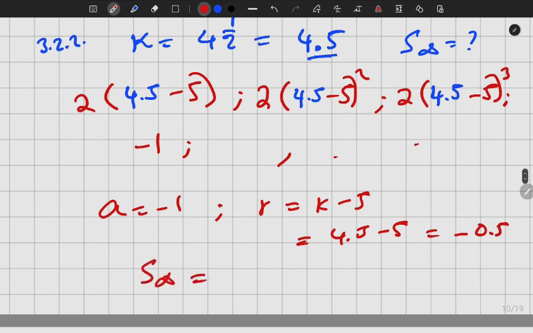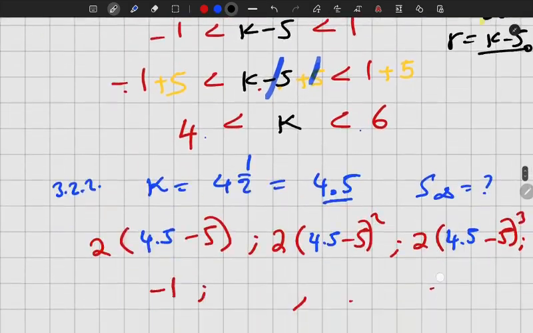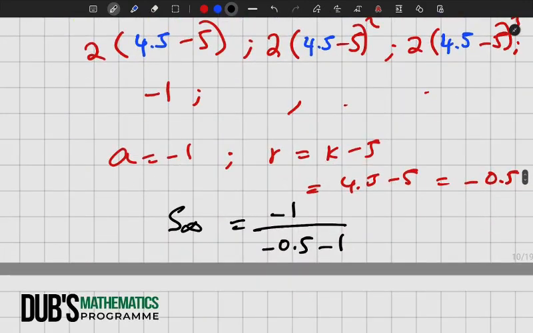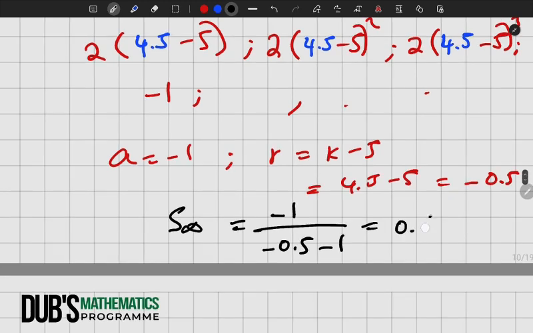Now we go to our S infinity formula. A is -1 over 1 minus r, where r is negative 0.5. Then if we simplify this, we have -1 divided by 1 minus negative 0.5, which would be negative 0.67. That would be our sum to infinity.